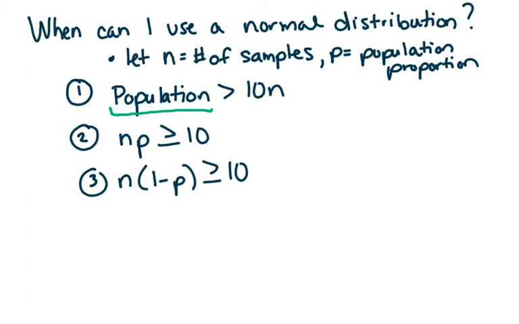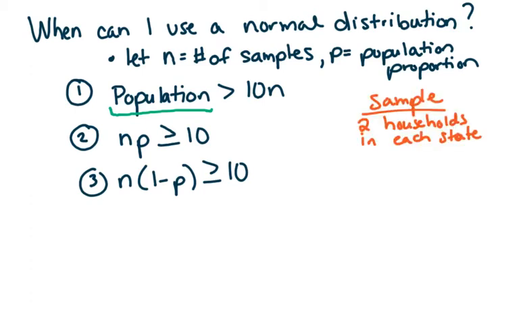So let's say I pulled 2 households in each state. If I pulled 2 households in each state, and so if my N is 100, then 10 times 100 would give me 1,000.